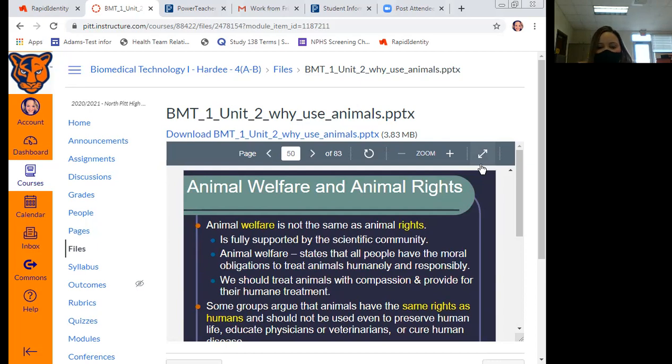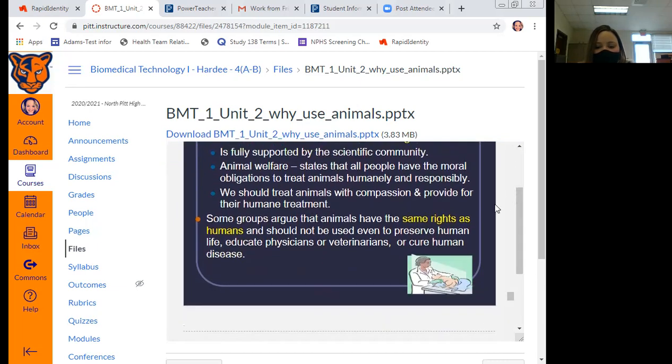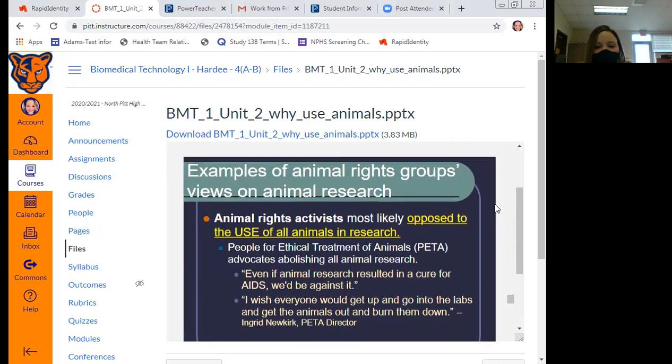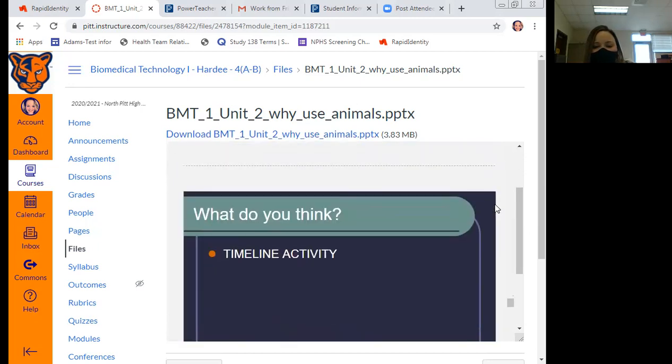Animal rights is different. Animal rights say that animals have the same rights as humans and should not have to endure any sort of animal testing. And they should not be used to preserve human life, educate physicians or vets, or cure human disease. So you will need to make sure that you understand what is the difference between animal rights and animal welfare, and then what groups are which. Okay, so moving right along, you have, again, some more groups here. So PETA is the big one that we talk about.